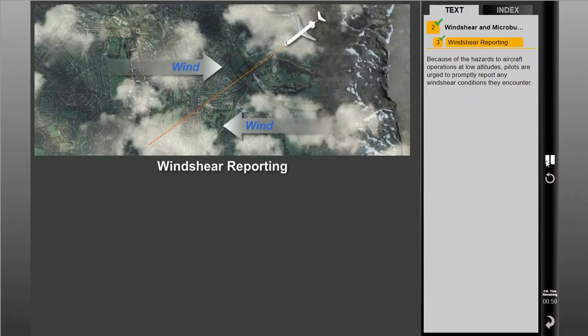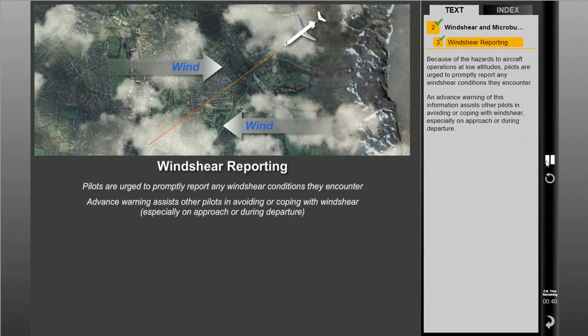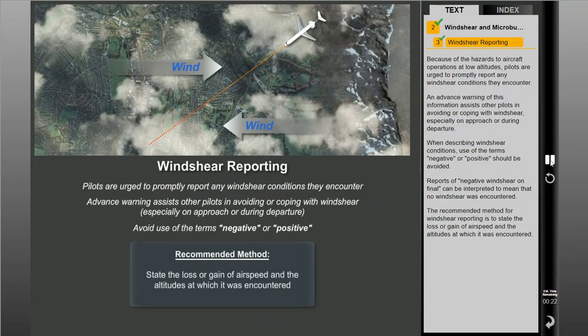Because of the hazards to aircraft operations at low altitudes, pilots are urged to promptly report any wind shear conditions they encounter. An advance warning of this information assists other pilots in avoiding or coping with wind shear, especially on approach or during departure. When describing wind shear conditions, use of the terms negative or positive should be avoided. For example, reports of negative wind shear on final can be interpreted to mean that no wind shear was encountered.